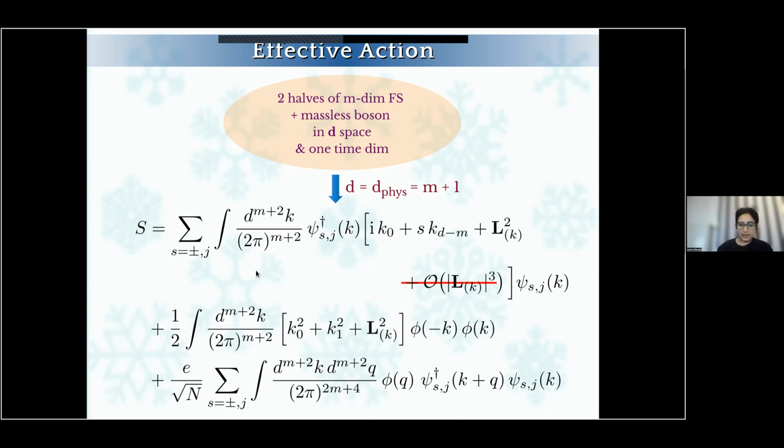So here I have written down the action. The first line is just the kinetic term for the fermions, the plus and the minus fermions. Now we have expanded the fermionic momentum around that point in the Fermi surface. Now we can just forget about the higher order terms in L because these are irrelevant in the renormalization group sense. The second term is the kinetic term for the bosons. It's massless, so there is no mass term. And the third line indicates the coupling term between the fermions and the boson with the coupling constant E.